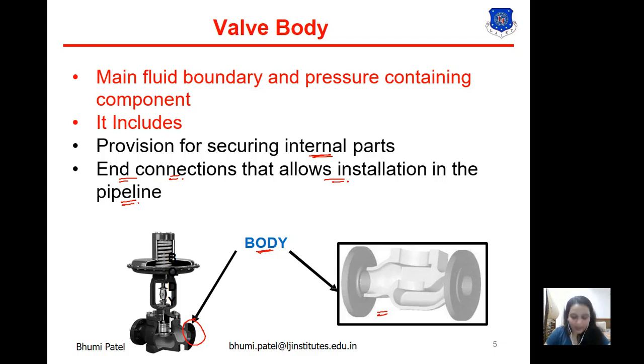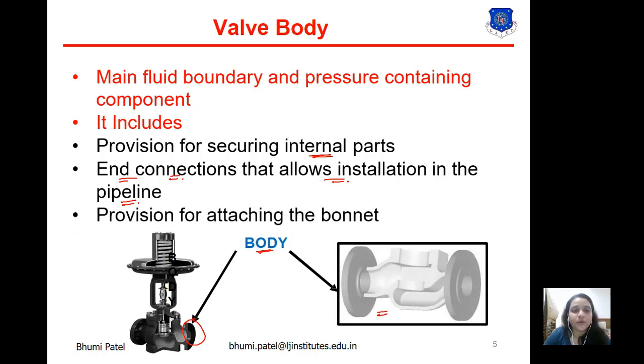So this is the valve body of the control valve. Now the next one is provision for attaching the bonnet. We can connect the bonnet in the control valve body, which provides an attachment for the bonnet.